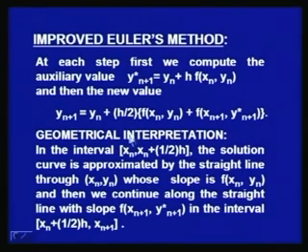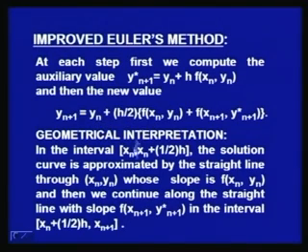Now, let us study the geometrical interpretation of this method. In the interval x n to x n plus half h, the solution curve is approximated by the straight line through x n, y n whose slope is f x n, y n, and then we continue along the straight line with slope f x n plus 1, y n plus 1 star in the interval x n plus half h to x n plus h. You can see that in this formula y n plus 1 equal to y n plus h by 2 into f x n, y n plus f x n plus 1, y n plus 1 star, we can break it into two parts, y n plus h by 2 f x n, y n.